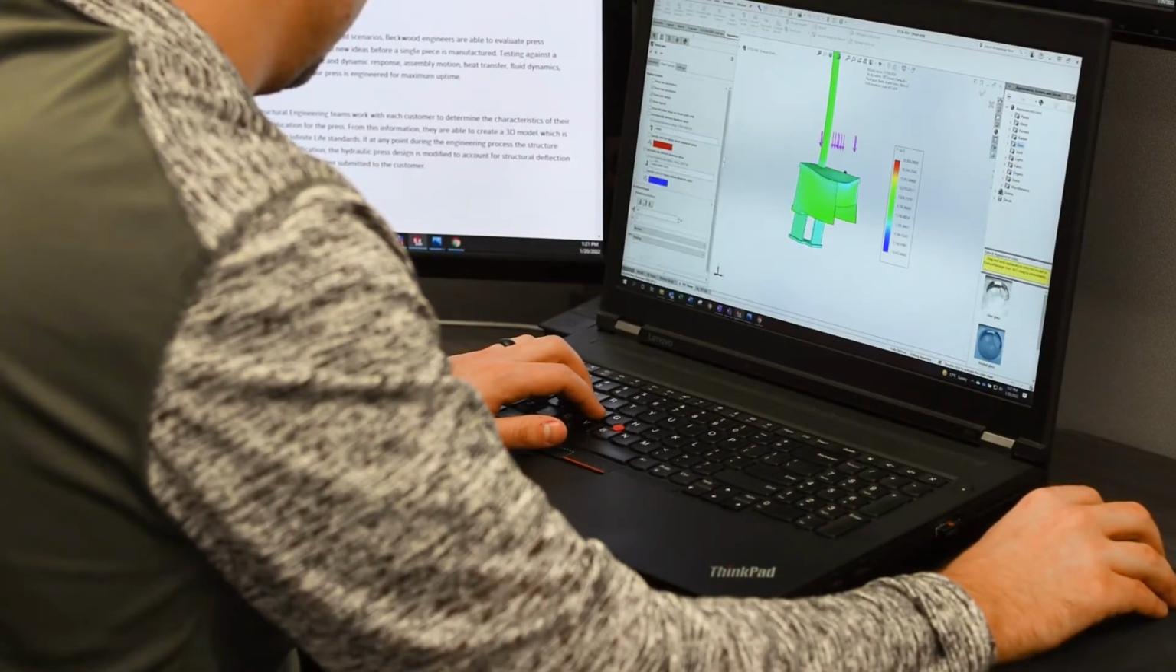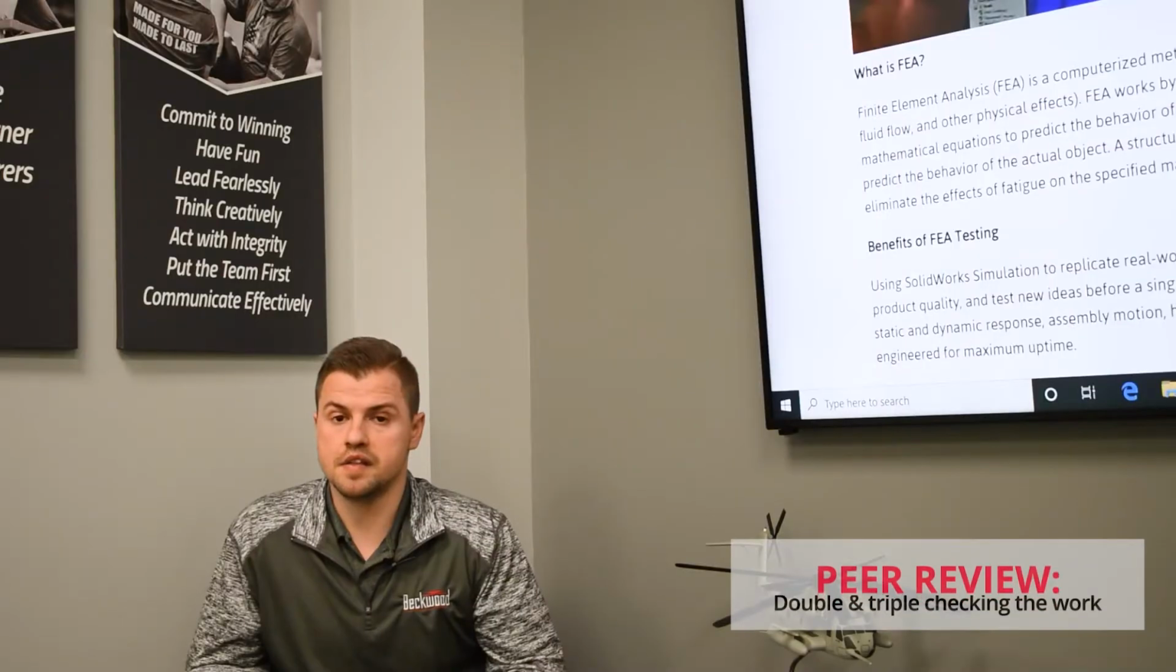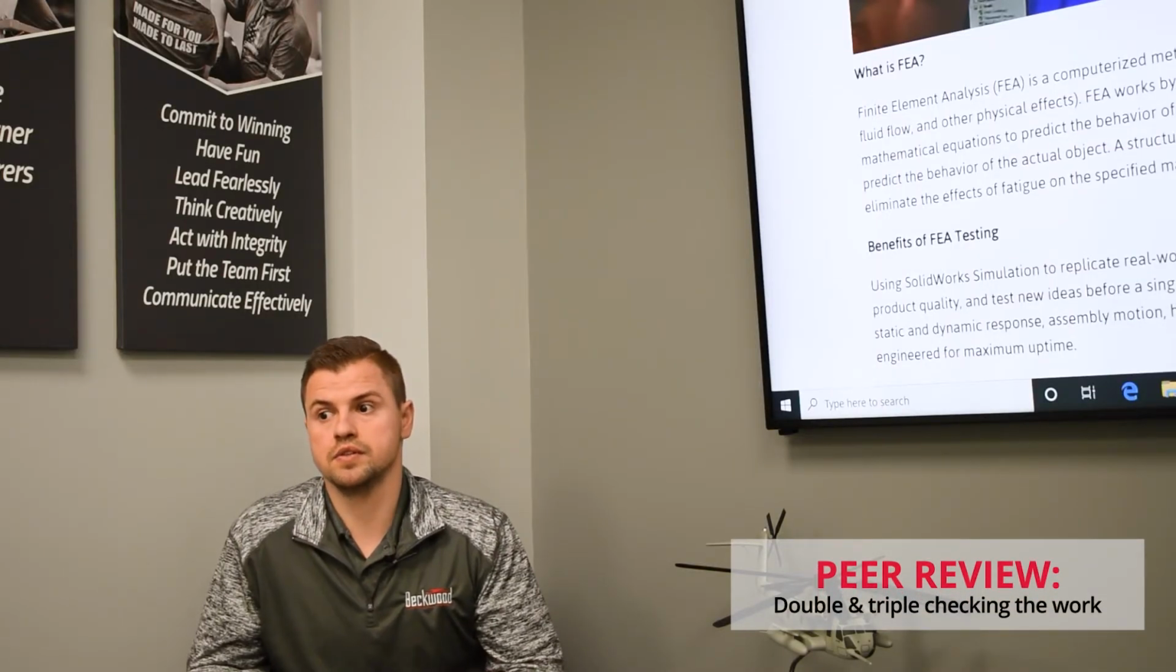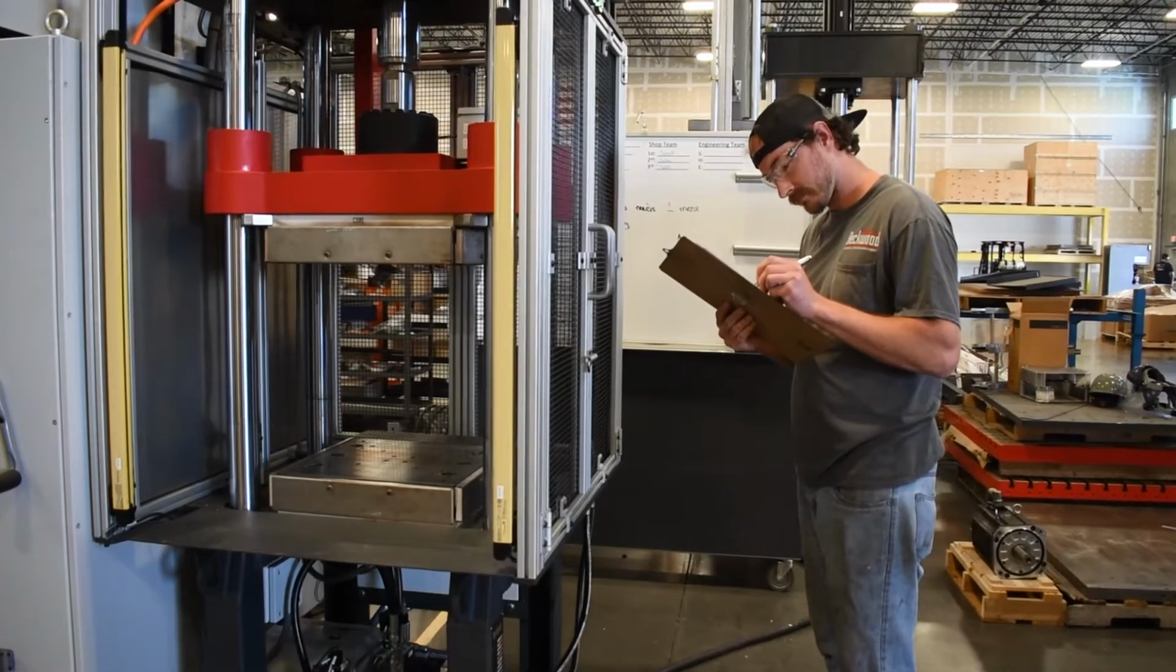Once we complete our FEA process, once an individual has actually looked at all the different criteria, we'll then initiate a peer review. It is at that point that we bring in a second individual to get a second set of eyes on the simulation, and we'll go through the whole process again.